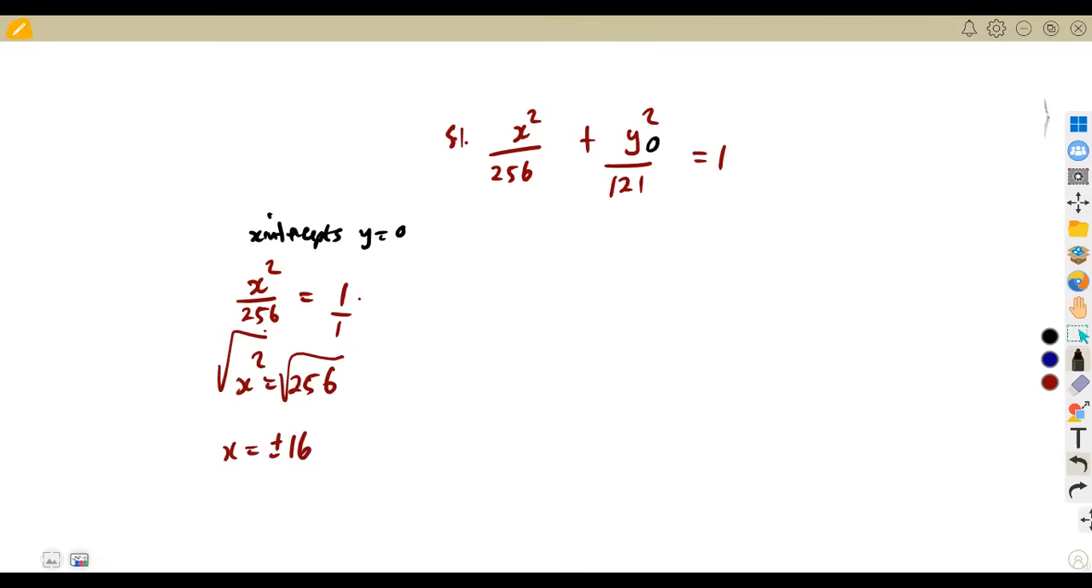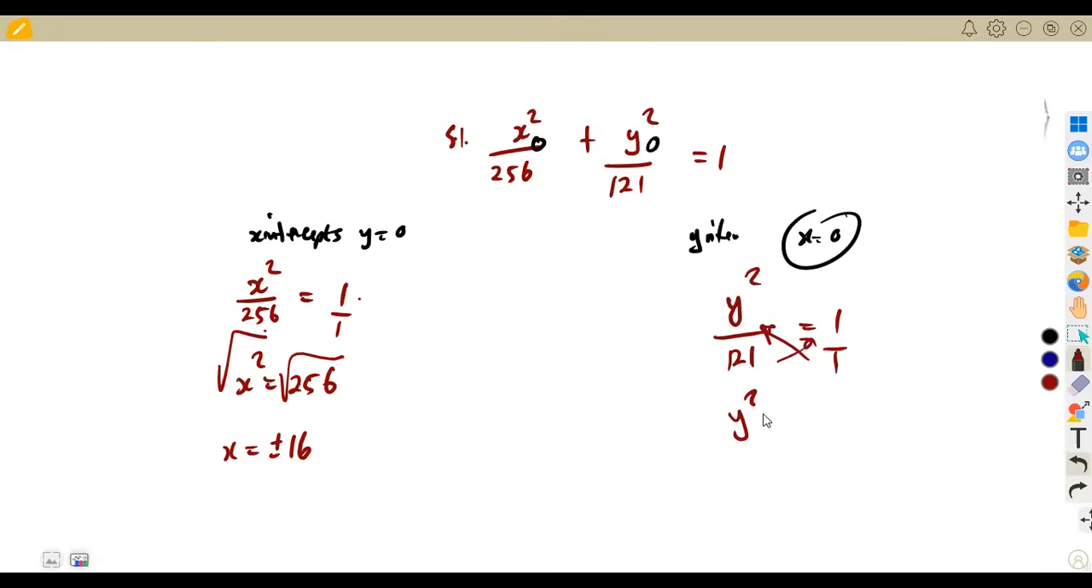That is the same thing for the y-intercept. If you're talking about the y-intercept, x must be equal to 0. So meaning to say this will be equal to 0. Now we are left with y squared over 121. So you're going to have y squared over 121 is equal to 1. So this is cross multiply so that we can have the y values. Y squared is equal to 121. So we're going to have the value of y here by introducing the square root both sides. So that's y is equal to plus or minus 11.